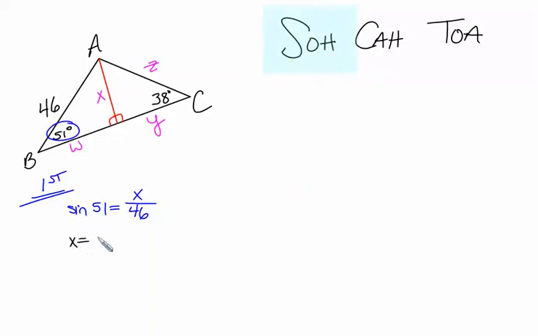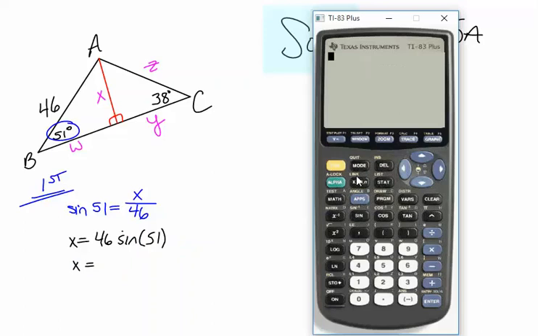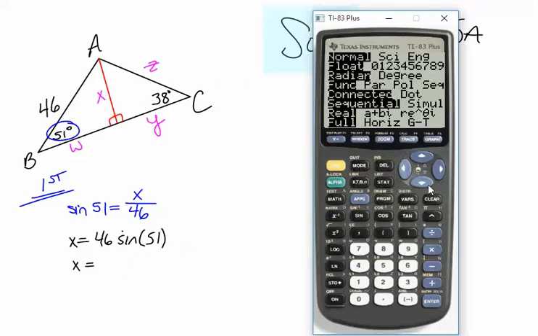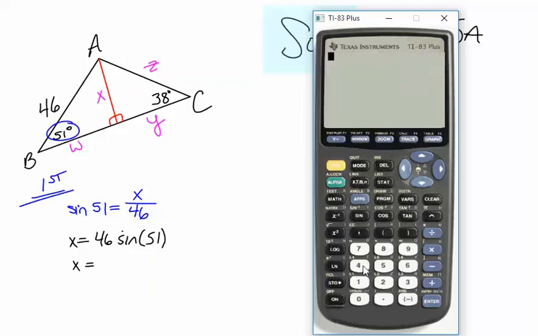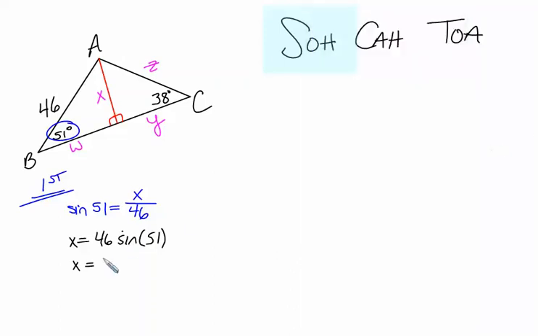Now when we go to solve for x, we would multiply both sides by 46 to get the x by itself. And we could go to our calculator and type that expression in. When you go to the calculator, make sure you look in the mode and make sure you are set to degree mode because that makes a difference. So 46 times the sine of 51, that gets us our answer for x. We'll round it to 2 decimal places and we'll get 35.75.